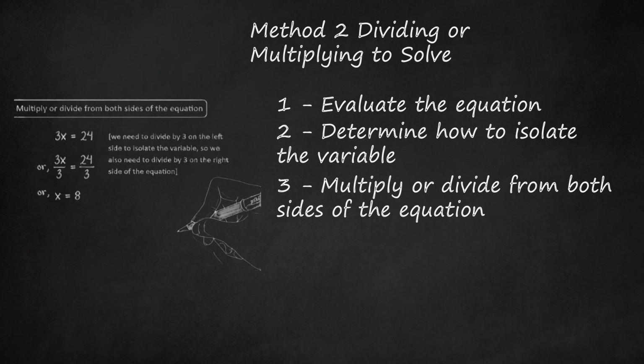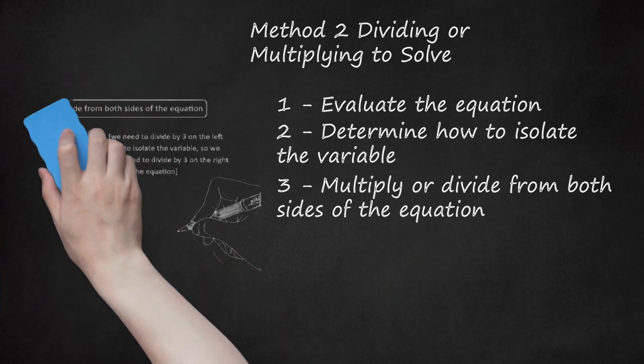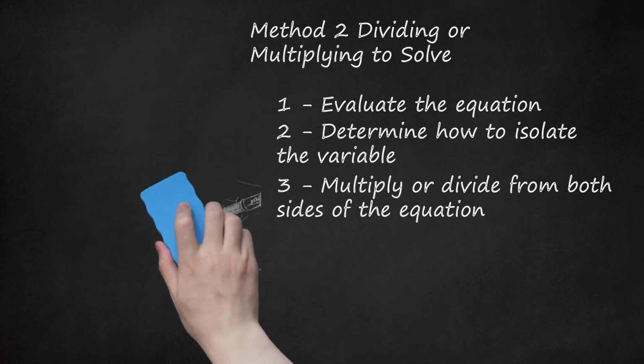For example, in the equation 3x = 24, you need to divide by 3 on the left side to isolate the variable, so you also need to divide by 3 on the right side of the equation. 3x = 24, 3x/3 = 24/3, x = 8.